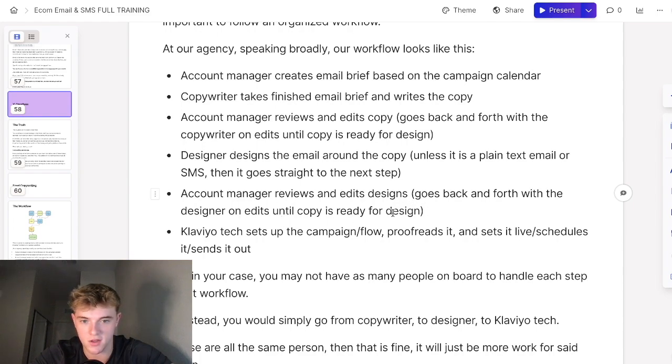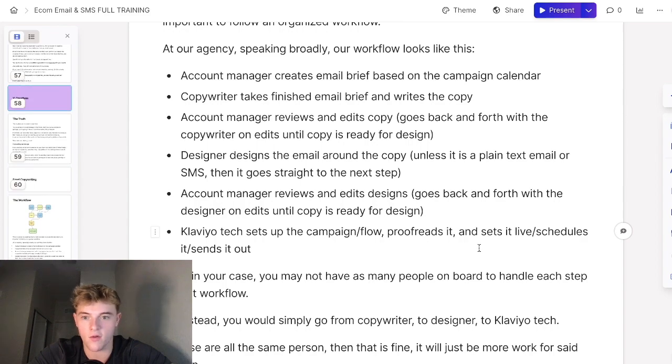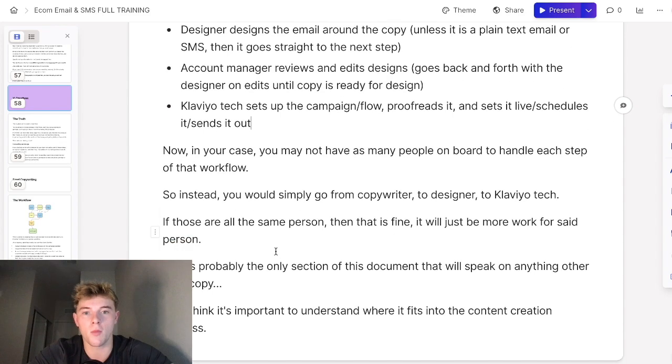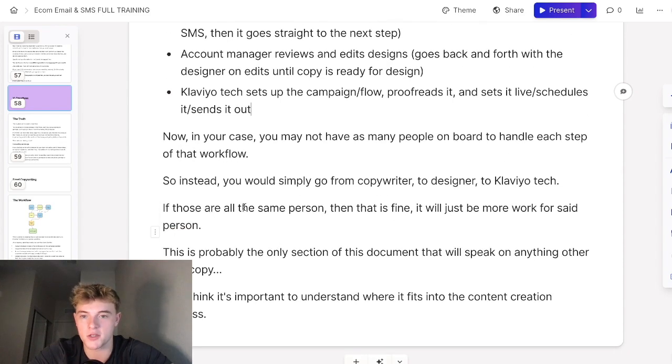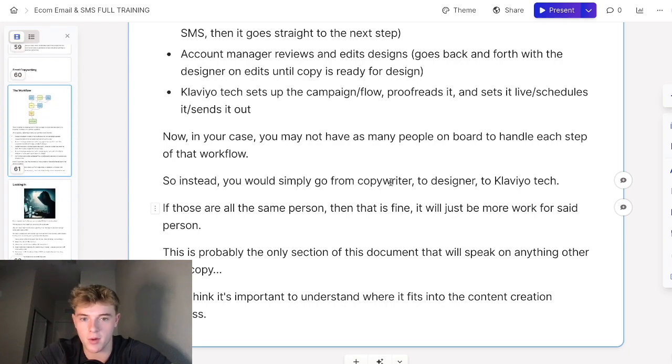This shouldn't say the design. This should say to go on to the Klaviyo Tech. And then from there, the Klaviyo Tech will set up the campaign or the flow, proofread it, and set it live or schedule it or send it out or whatever it is. Now, in your case, you might not have as many people on board to handle each step of that workflow. So instead, you would simplify it and you would just go from copywriter to designer to Klaviyo Tech. If those are all the same person, that's fine too. It will just be more work for said person.